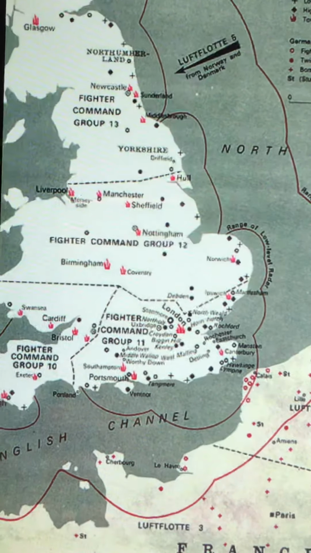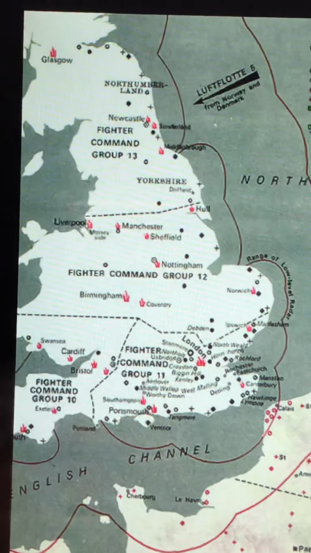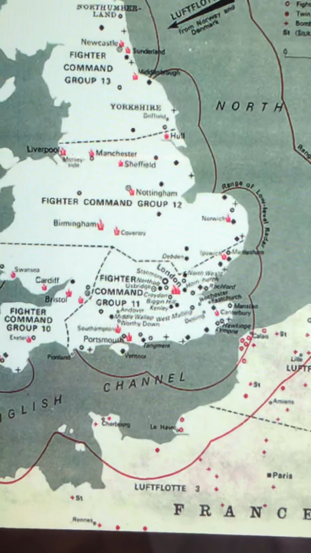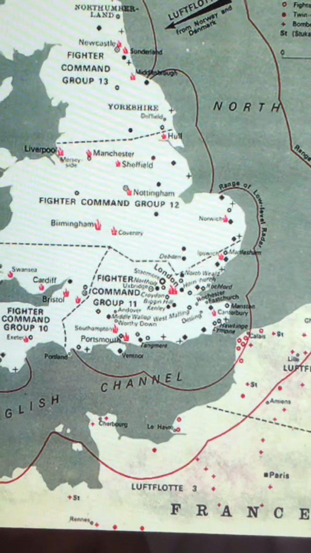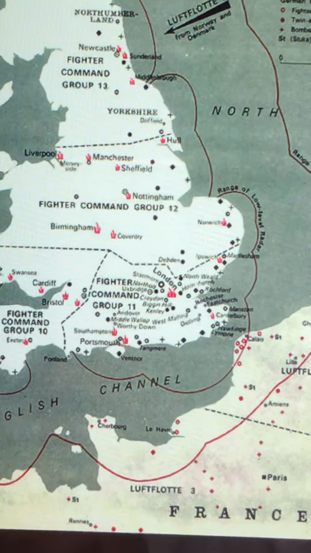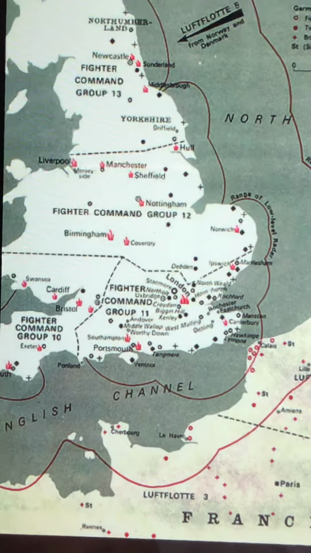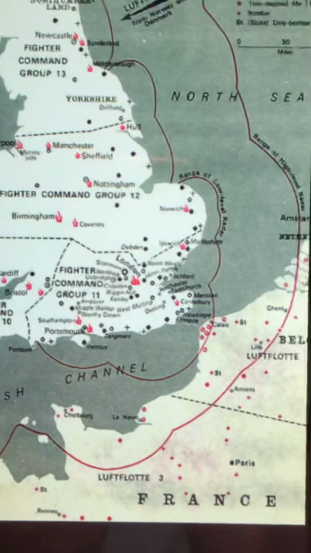So that's my argument. The German Luftwaffe and the German Kriegsmarine could have seized a portion of southeast England without air superiority and without the threat of the Royal Navy. There's my argument. Thank you.